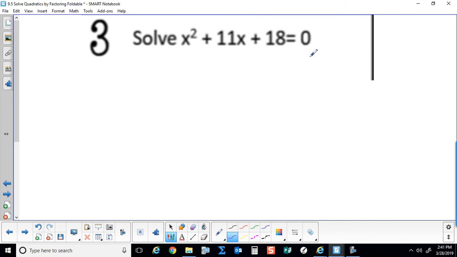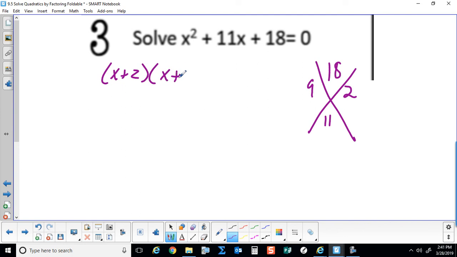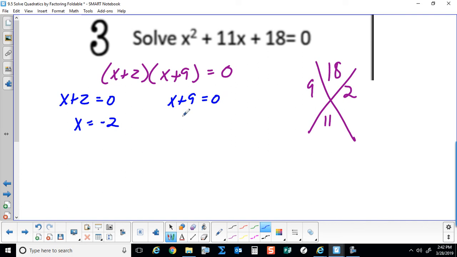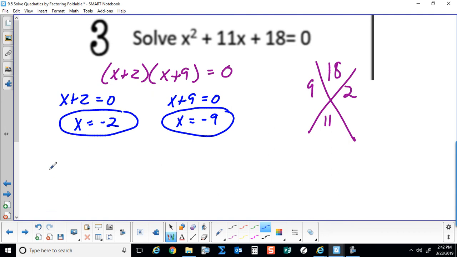Okay, number 3, we have a trinomial, so let's factor. Factors of 18 that add to 11: 9 and 2. x plus 2 times x plus 9 equals 0. Set each factor to 0. So our solutions are negative 2 and negative 9.